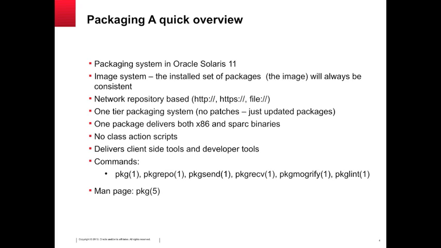A really, really, really useful man page is the PKG5 man page. There's a huge amount of information in there. It tells you all about the fMRI stuff, about the actuators, about the stuff that is in the manifest. So I would actually encourage people to give that a good read.